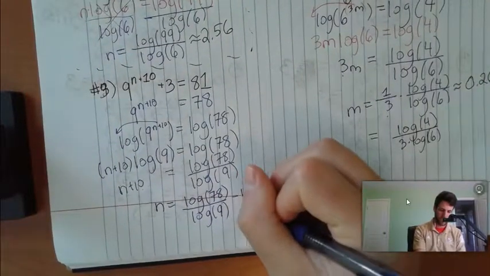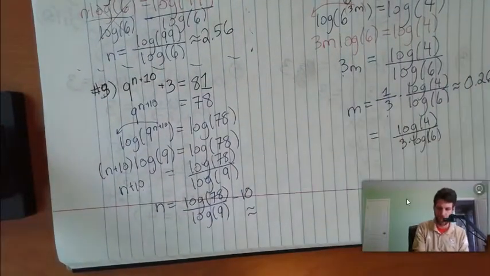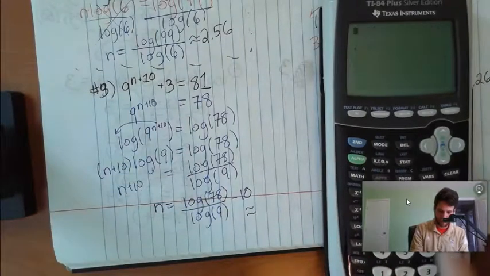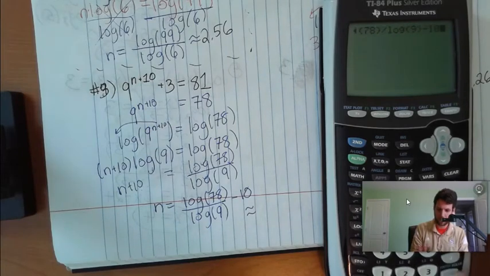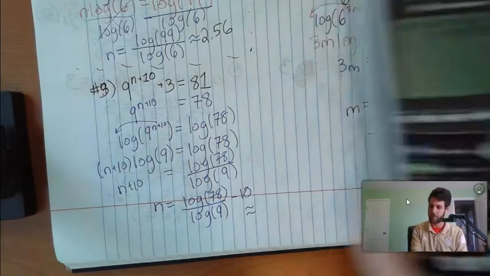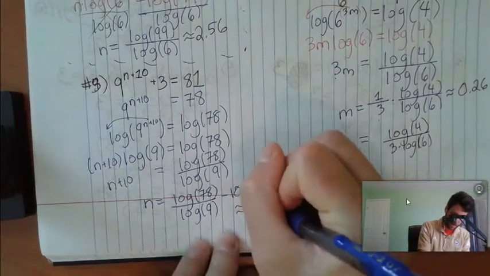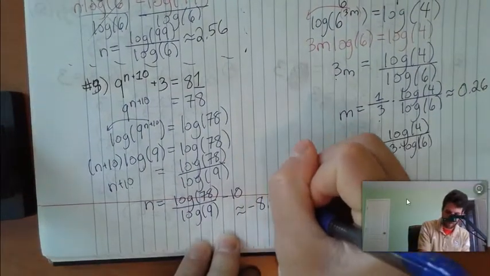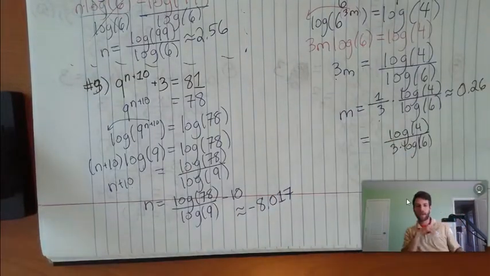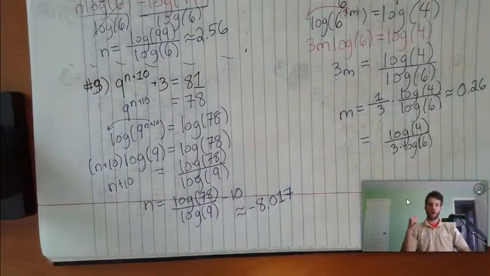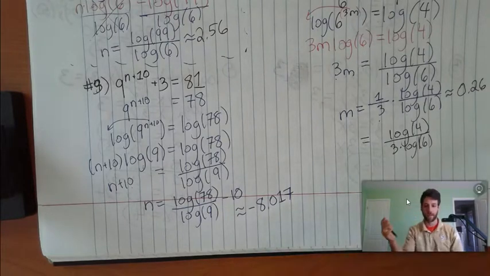And that would equal about, let's check our calculator. If we did the log of 78 divided by the log of 9 and then subtracted 10, we would get negative 8.017. Negative 8.017.